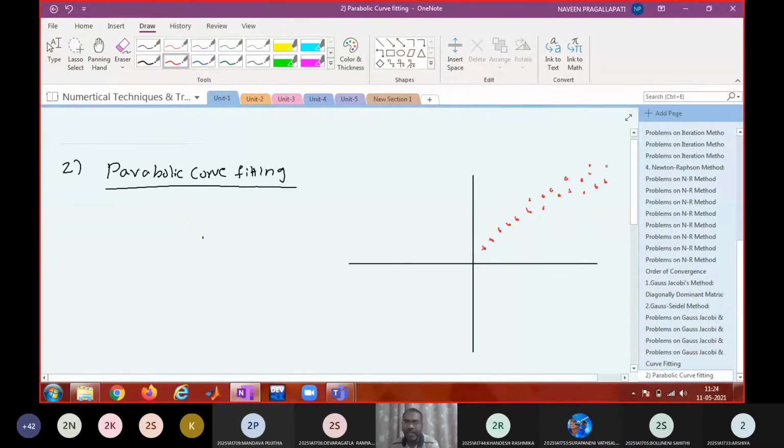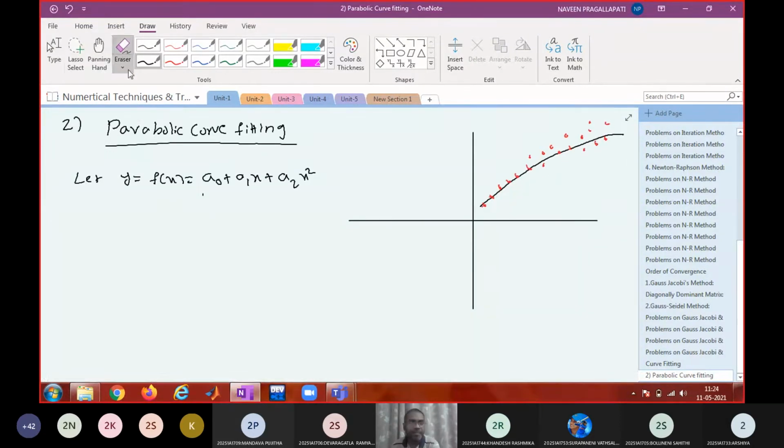So if the data is like this, you may want to find a curve which will try to fit like this. Okay. So let's assume that y equals f of x equals a0 plus a1x plus a2x square be the best fit to the given data.